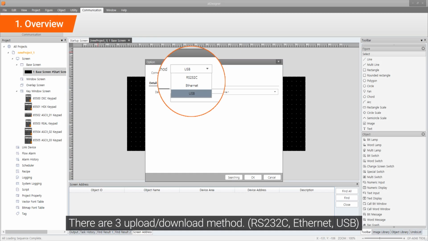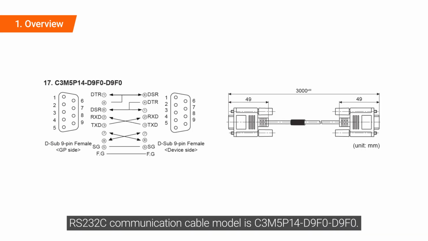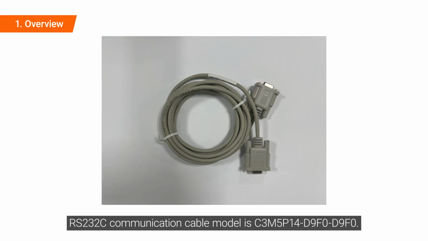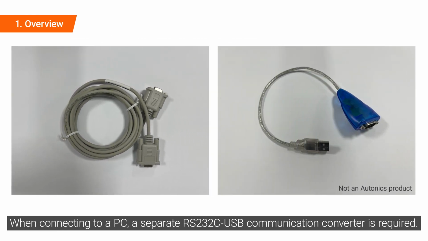There are 3 load-download methods. The RS-232C communication cable model is C3M5P14-D9F0-D9F0. When connecting to a PC, a separate RS-232C to USB communication converter is required.